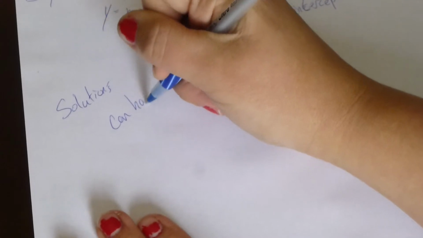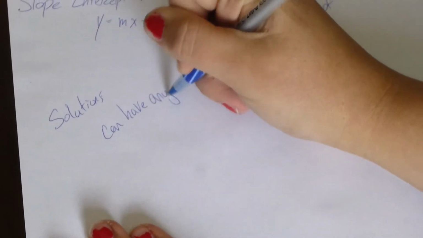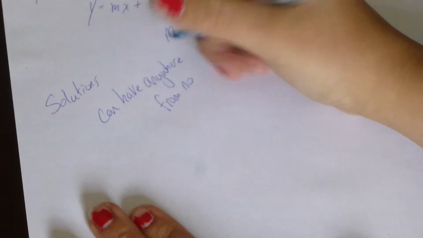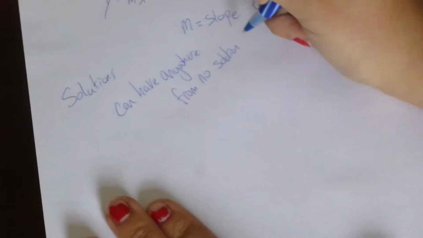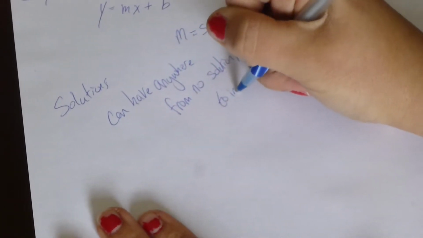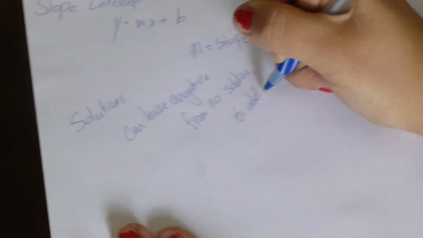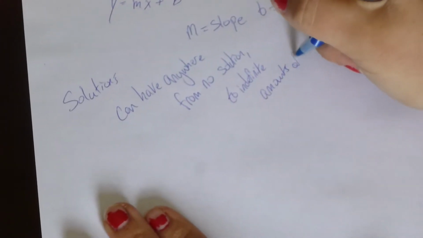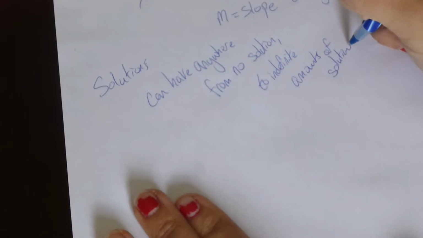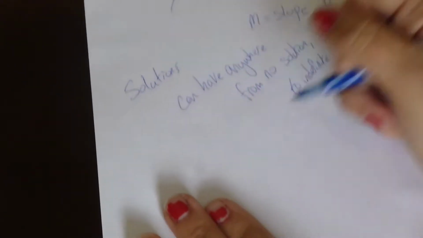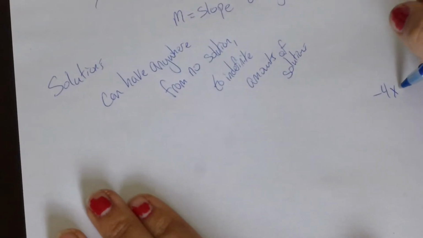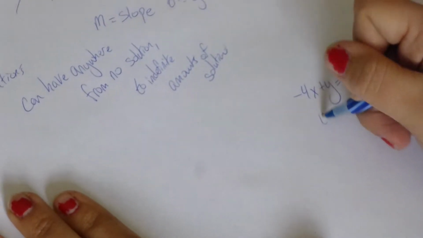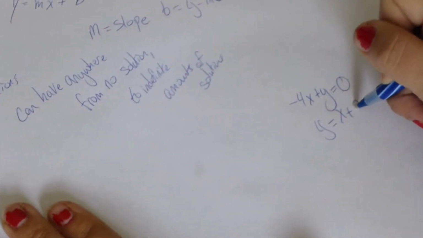Solutions for linear equations can have anywhere from no solution to an infinite amount of solutions. So, for example, we're going to do negative 4x plus y equals 0, and y equals x plus 3.